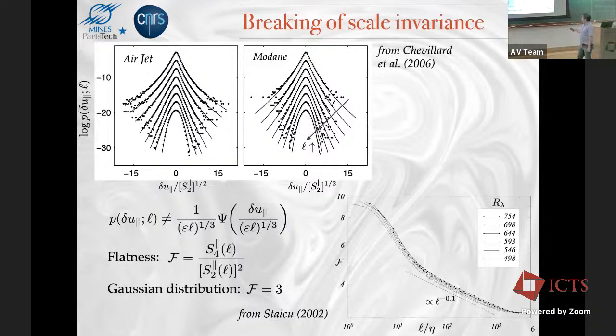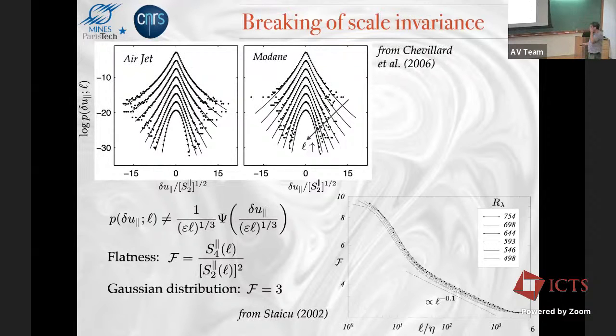Now, from these measurements, it is clear that you don't have the kind of scaling behavior that you would get from Kolmogorov 1941. If you had this kind of scaling, then all these curves would be described by a unique function psi, and you see that you have different shapes. The second thing that you can measure is the usual flatness, defined as the fourth order moment divided by the square of the second order moment. If the distribution is Gaussian, this non-dimensional number is equal to 3.